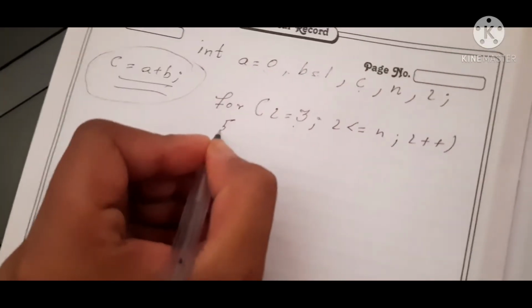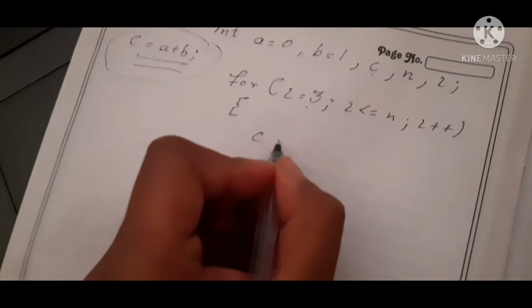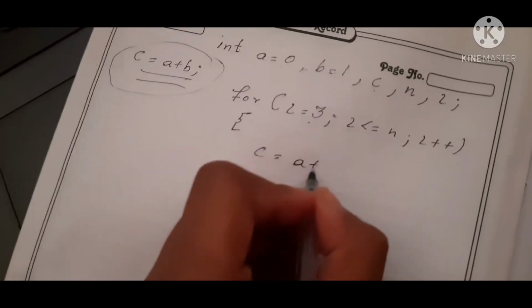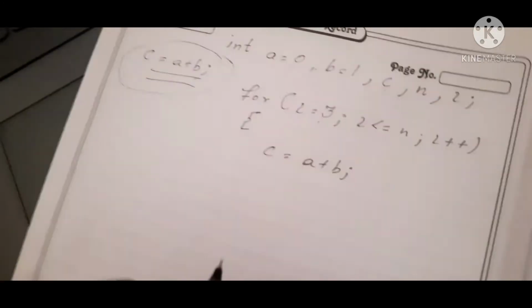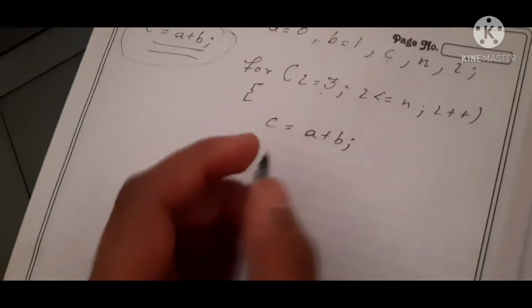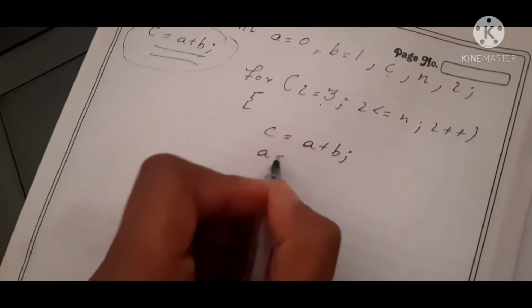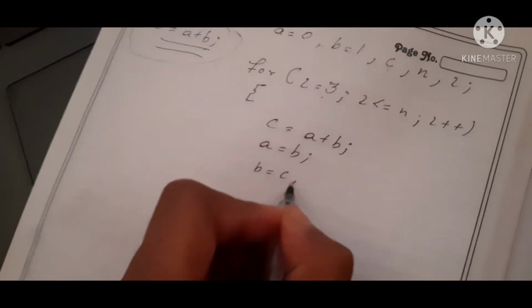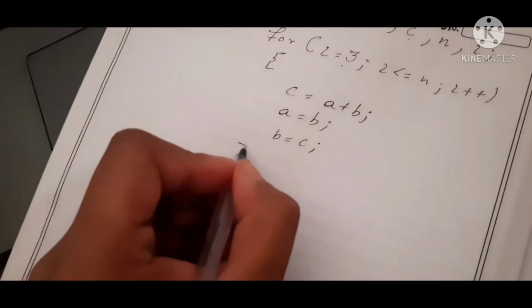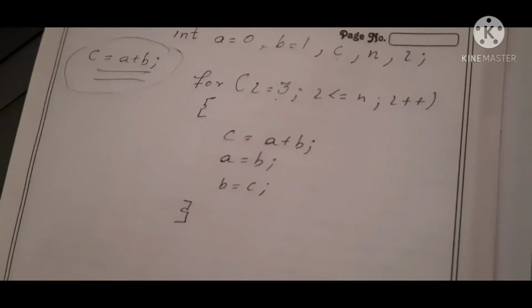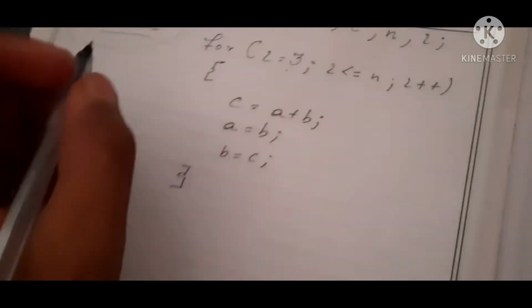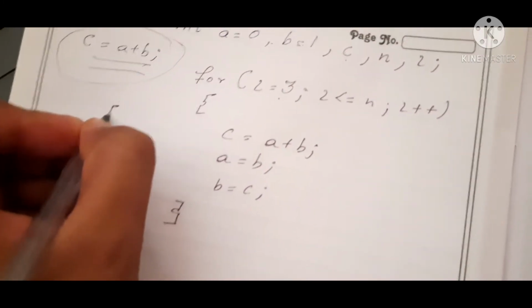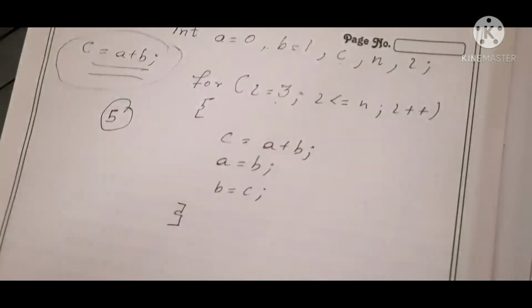And after that in between there is C is equal to A plus B. After that, whenever this term is done, A is equal to B and B is equal to C. That is the only logic. So this is the logic behind the Fibonacci series. So let's run it. Suppose I take the value of n is equal to 5.